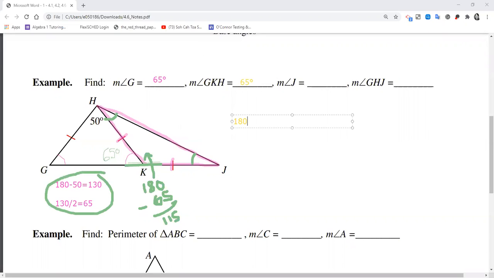And so I'm going to take 180 minus, I don't know why this is yellow. I wonder if I can change it. 180 minus 115, so that's 65, right? And then I'm going to take 65 and divide that by 2, 32.5. And so each of these angles, angle KHJ and angle J, should be 32.5 degrees.